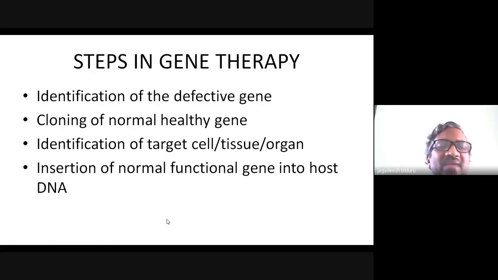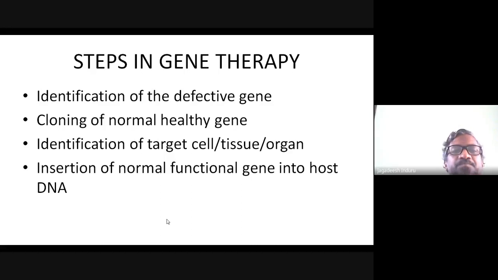So it is already known to us, and we are making this available. For this purpose only, we are going to use a delivery system. If we have a formulation scientist, at this particular stage we are entering. That is the insertion of a normal functional gene into the host DNA. It is our job in the steps involved in gene therapy. Most of the time, we have different vectors for this fourth step, which we want to get completed.